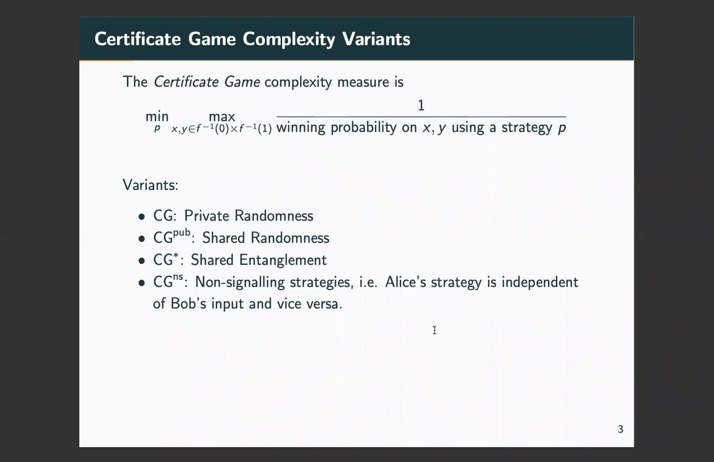Next, we have the CG star measure, where the players are allowed to use shared entanglement. And lastly, we have the CGNS measure, in which they can use any non-signaling strategy. That is, Alice's strategy has to be independent of Bob's input, and Bob's strategy has to be independent of Alice's input. Since any private randomness strategy can be simulated using shared randomness, and since shared randomness can be simulated using shared entanglement, and non-signaling strategies subsume all of these, we have the string of inequalities as shown here.